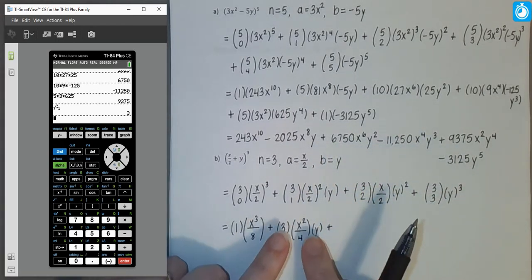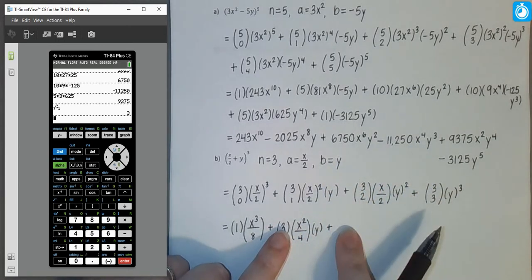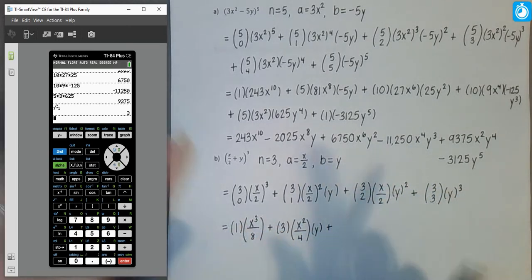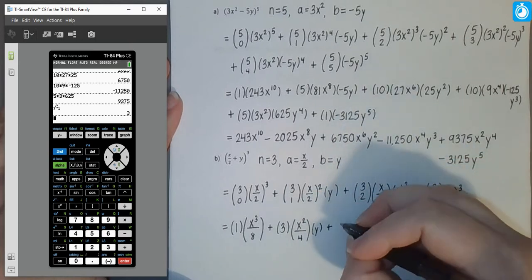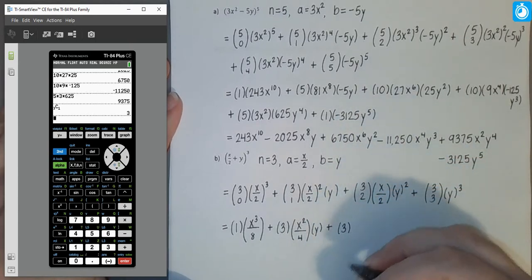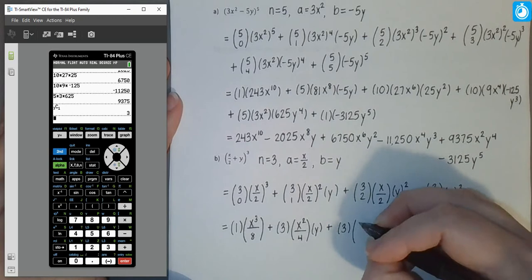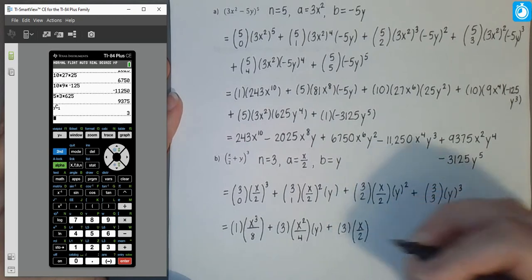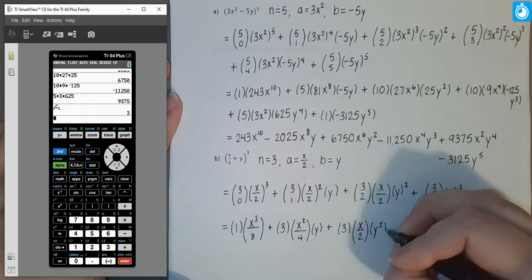plus, okay, we're going to see the symmetry now, so once we get to the halfway point, our coefficients are going to be symmetric. So 3 choose 2 will also be 3, and then we have x over 2 raised to the first power, and then y squared.